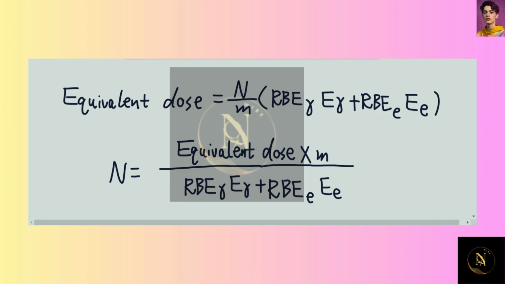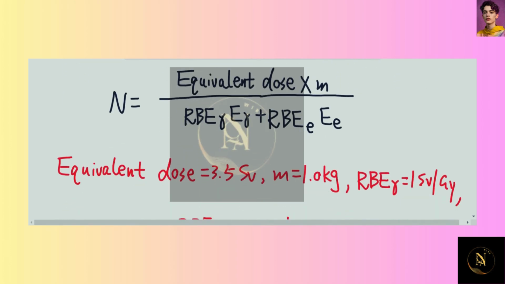And we know M here is the mass for the body tissue. And RBE gamma here is the RBE value for the gamma rays. And E gamma here is the energy of the gamma rays. And we know RBE electron here is the RBE value for the electron. And E electron here is the electron energy.